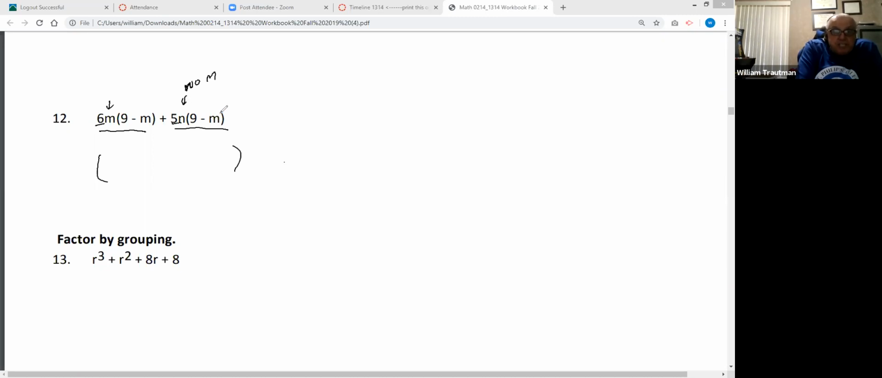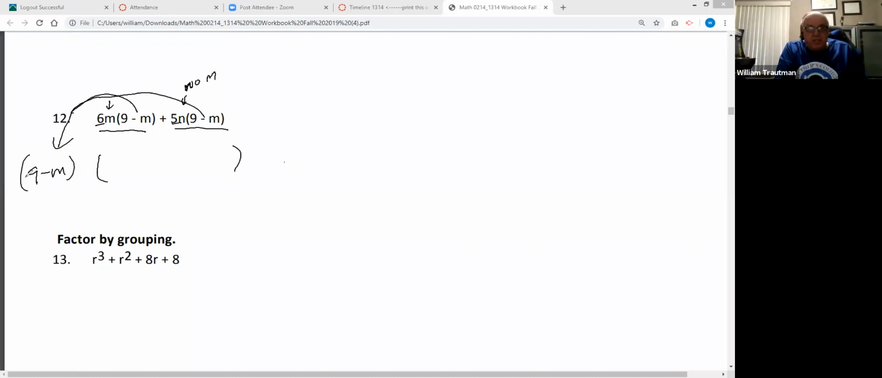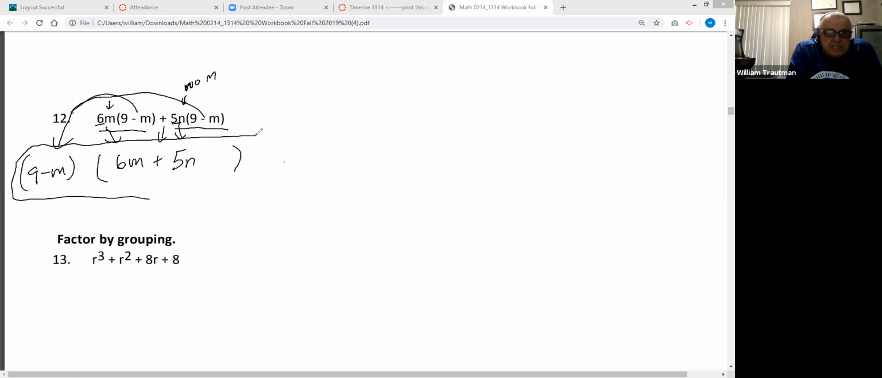I know there's an m inside the parentheses, but the parentheses is all or nothing. It's glued together. I can't take an m out of there because it's glued together. So the only thing that factors out is 9 minus m. Do you see this? 9 minus m, parentheses, factors out in front. When the parentheses factors out, we're left with 6m plus 5n. And this is the answer.